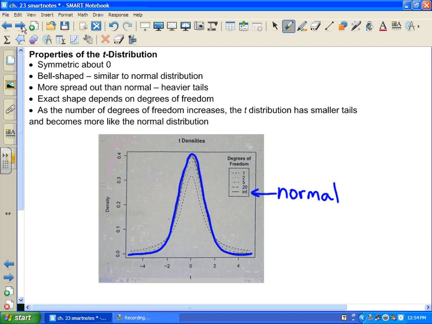Well, I don't really remember what it means. It's just n minus 1. So if there's 100 in your sample size, the degrees of freedom is 99. I do kind of know what it means, but you don't need to know. Okay, it says as the degrees of freedom increase, the t-distribution is more like the normal distribution.